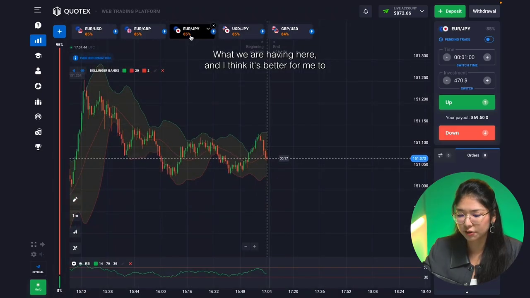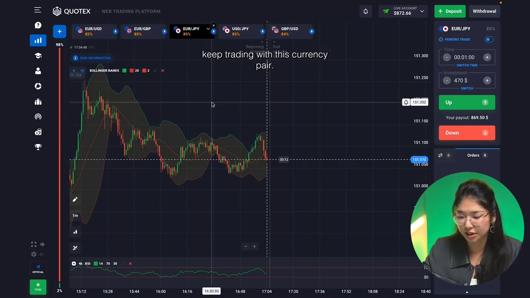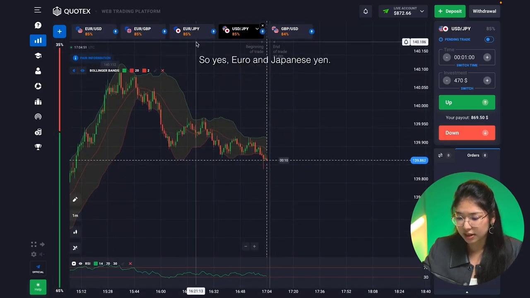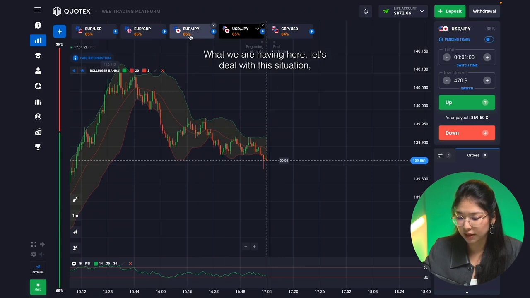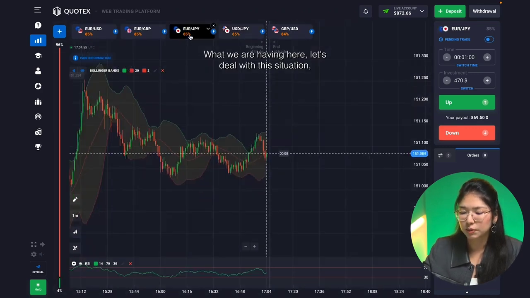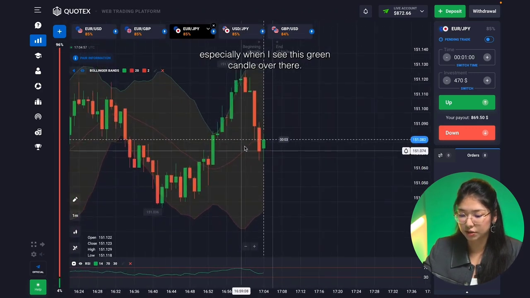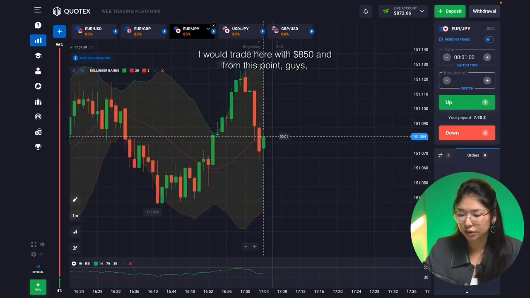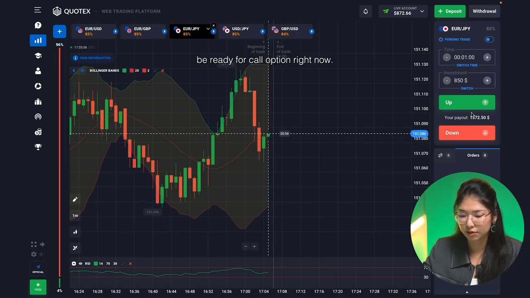What do I have here? I think it's better for me to keep trading with this currency pair. It's better than the other one. Yes, euro and Japanese yen, what are we having here? So let's deal with this situation, especially when I see this green candle over there. And I will trade here with $850, and from this point, guys, be ready for a call option right now.